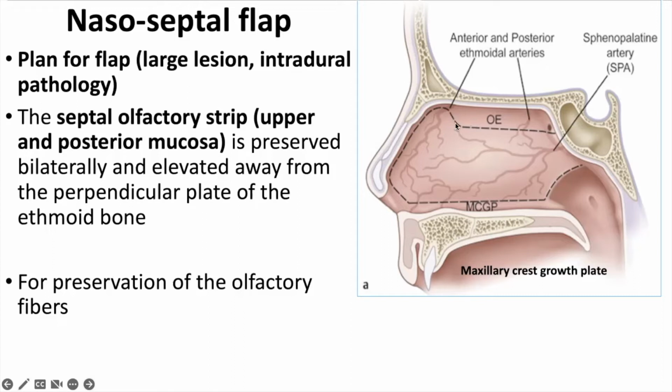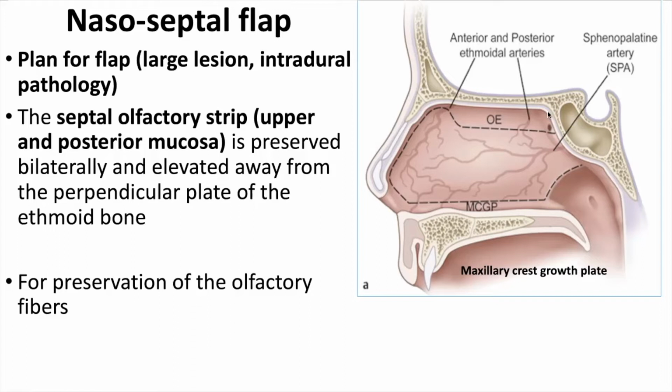But anteriorly, at the anterior margin of the middle turbinate, the olfactory fibers end, so then you can extend your incision to the top of the nasal septum. So posteriorly, where there are olfactory fibers, you should leave about 1 centimeter of the mucosa intact.